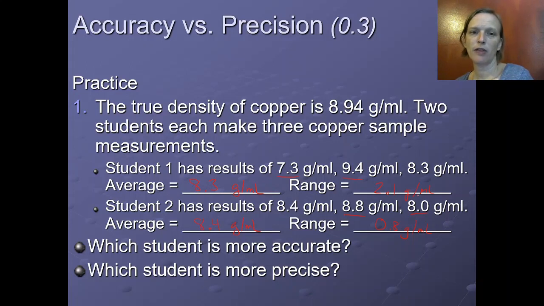Based off of these calculations, who is closer to the true value? Whose average is closer to the true value? That student is more accurate. 8.4 is closer to 8.94 than 8.3 is, so student 2 is more accurate. Student 2 is also more precise. Their measurements are clustered more closely together. There's less range in the measurements. Therefore, student number 2 is also more precise than student number 1.